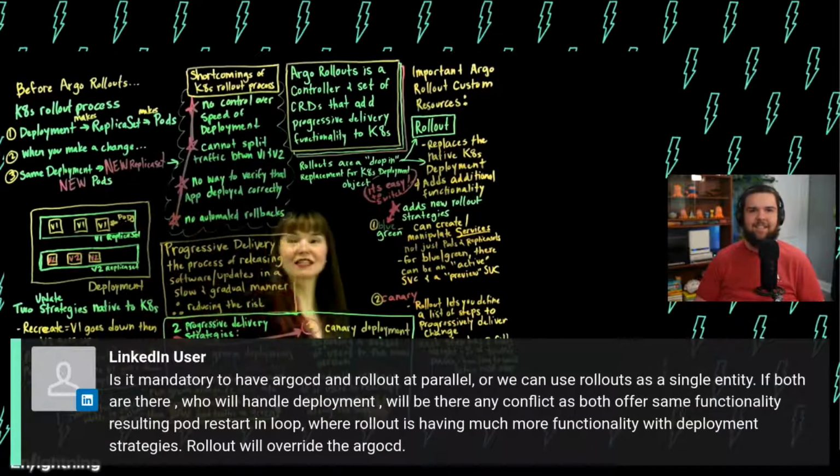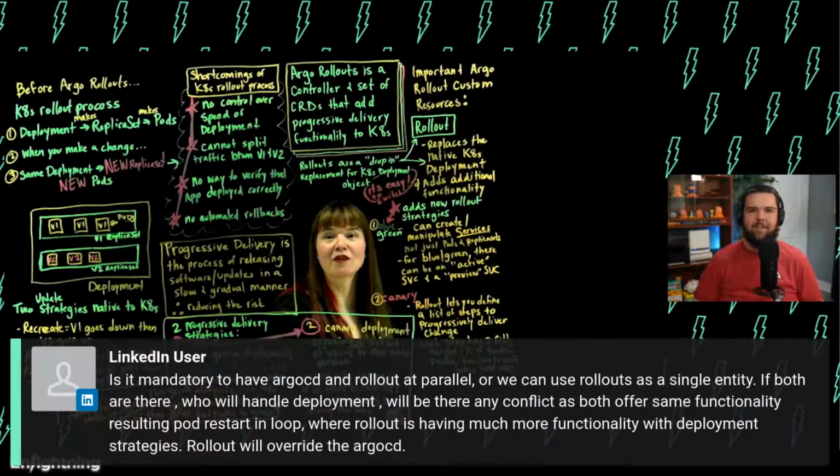Is it mandatory to have Argo CD and Rollouts in parallel? Or can we use Rollouts as a single entity? If both are there, who will handle the deployment? Will there be any conflict as both offer the same functionality, resulting in pod restart and loop, where Rollouts is having much more functionality with deployment strategies? Rollouts will override the Argo CD.